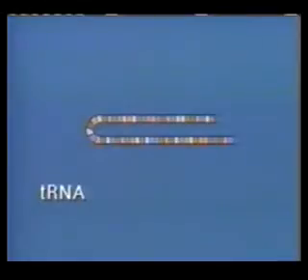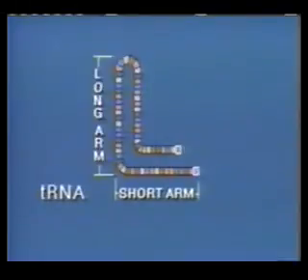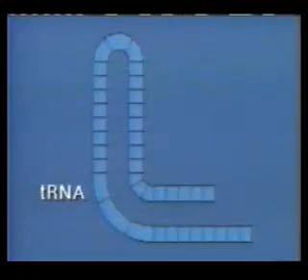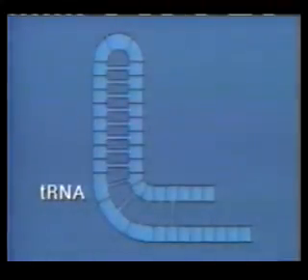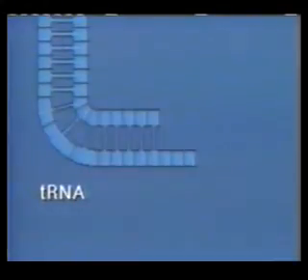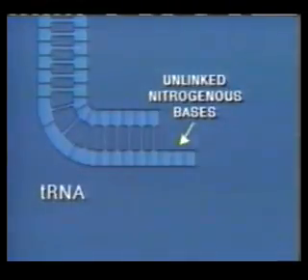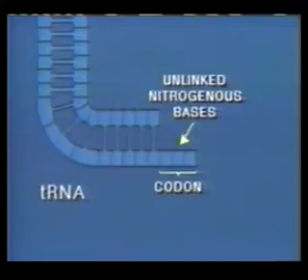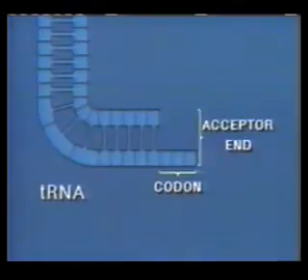It is folded back on itself so that the two ends of the chain are adjacent to each other and bent to form a rough L, with the two ends on the shorter arm of the L. Along the doubled-over length of this chain, the nitrogenous bases are, for the most part, linked as in the DNA helix. Two exceptions, however, are important. At one end of the doubled-over chain are three unlinked nitrogenous bases, which form a nucleotide triplet, or codon. This is called the acceptor end of the transfer RNA molecule.